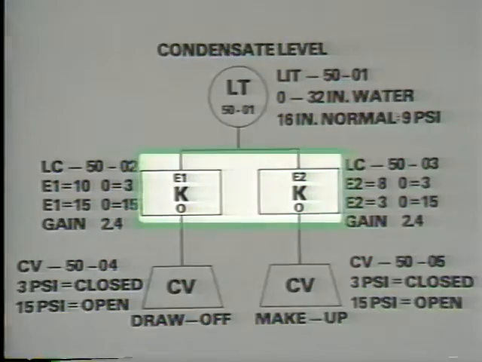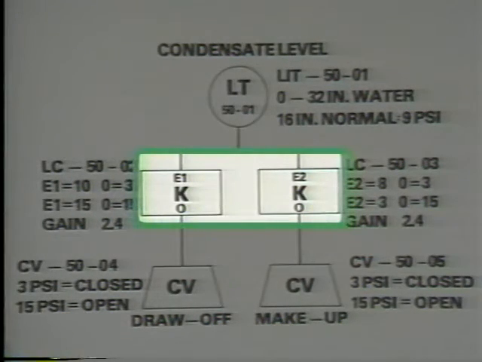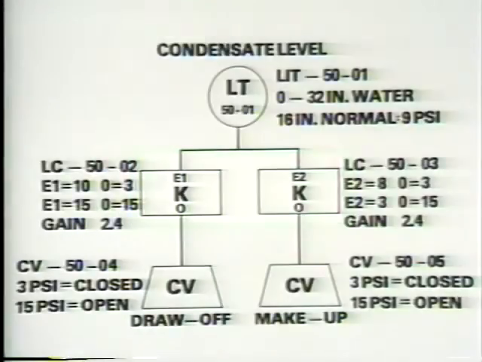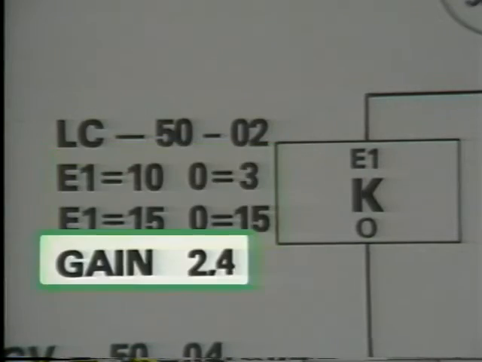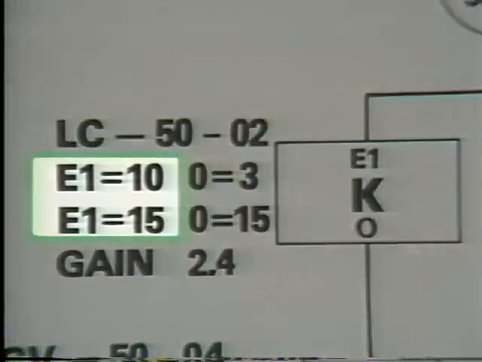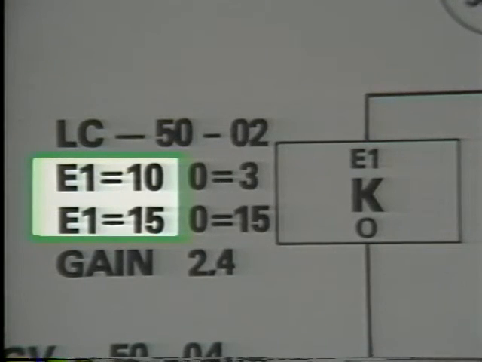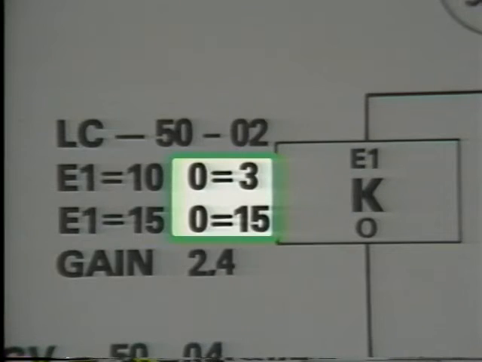Both controllers are proportional controllers. In this level system, proportional control will keep the level within a fixed range, but it may not return the level to set point. The data next to this controller symbol specifies the controller input and output signal ranges and the controller gain setting. Here, the input signal range is 10 to 15 psi, and the output range for this controller is 3 to 15 psi.